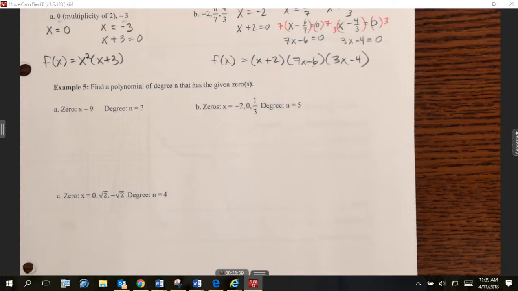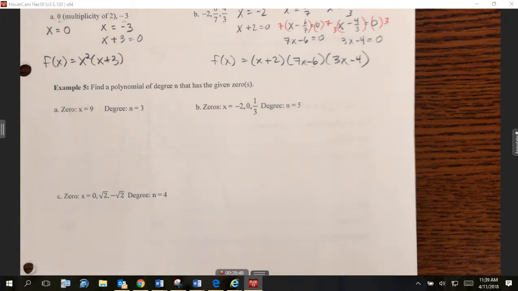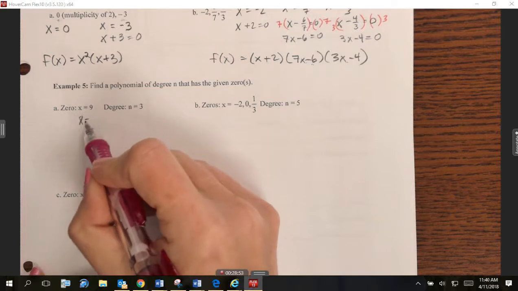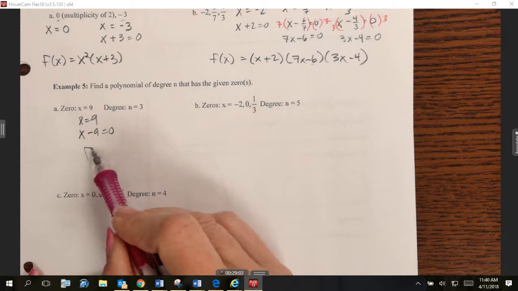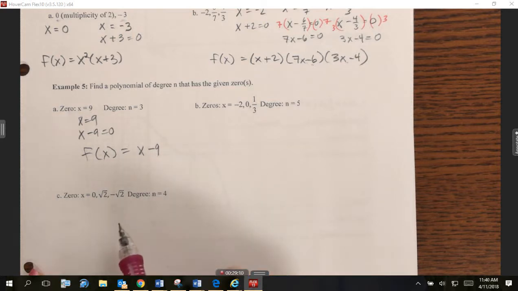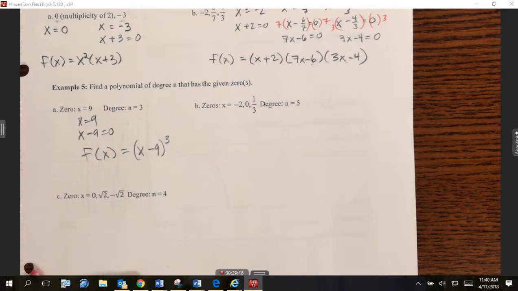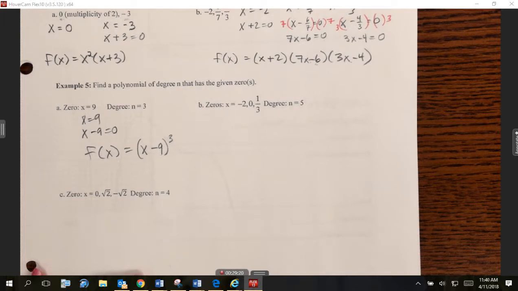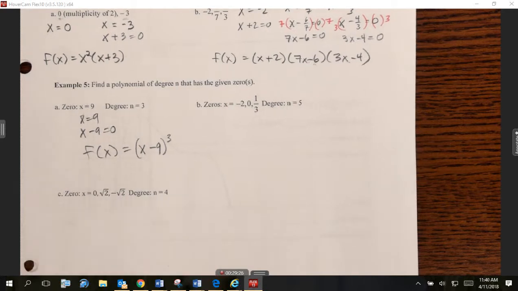You guys read it. Find the polynomial of degree n that has the given zeros. So you're finding the 0 at positive 9, and it has to have a degree of 3. So you write x minus 9 equals 0. That is the 0. So what's it look like? How do I make it a degree of 3? Parentheses cubed. So now there's only one 0, but it has a degree of 3. Can you start question B?